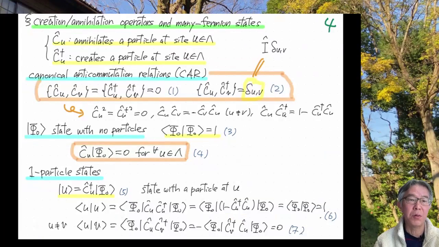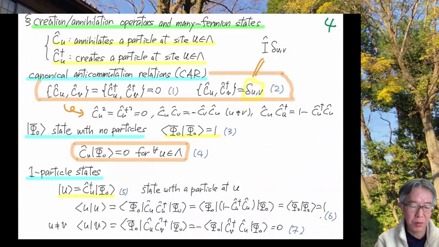Now I go on to introduce the creation annihilation operator formalism for many fermion systems. Okay, the same thing, but a different formulation. So I just define these operators here. C_u is the operator that annihilates a particle at site u, and this is its conjugate, which can be interpreted as an operator that creates a particle at site u.